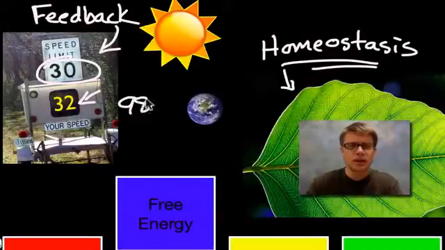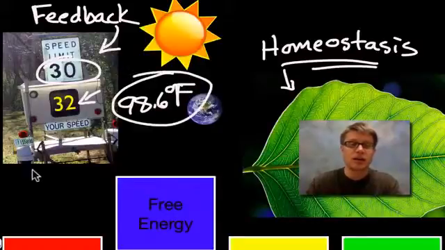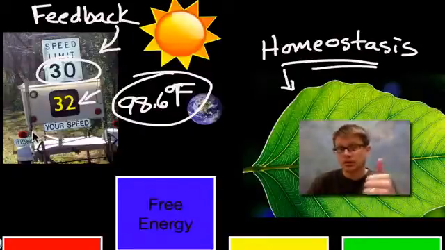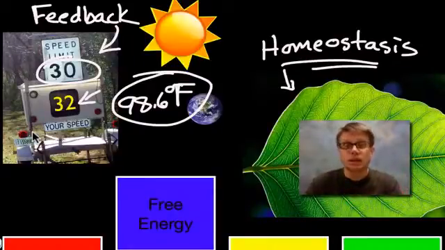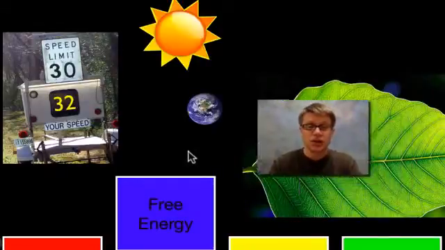Like, for example, inside our body, it's 98.6 degrees Fahrenheit. And how do we maintain that? We maintain that through homeostasis. But there's so many other things that we maintain inside our body, like blood glucose level, blood calcium level. All of these things have to be maintained, osmolarity, in order to keep ourselves alive. And we're utilizing free energy to do that.